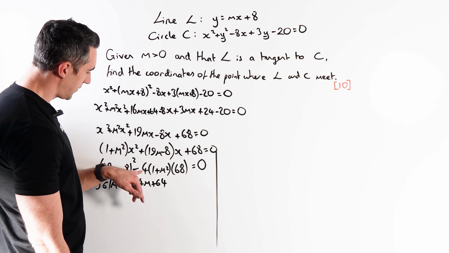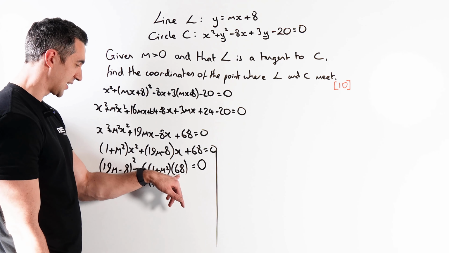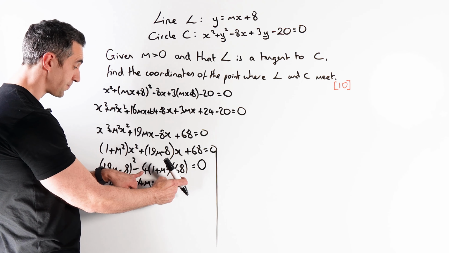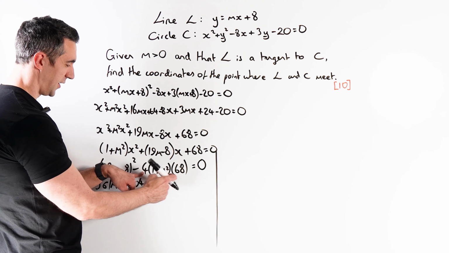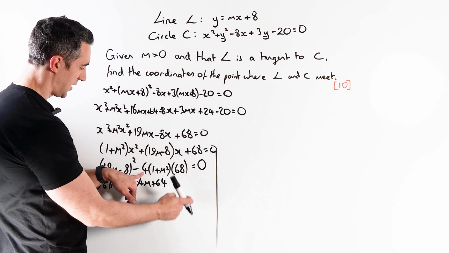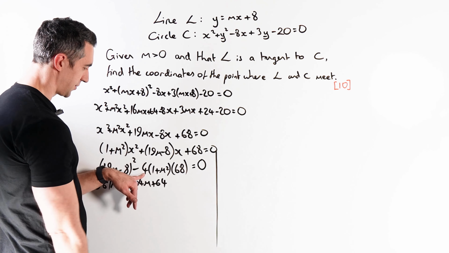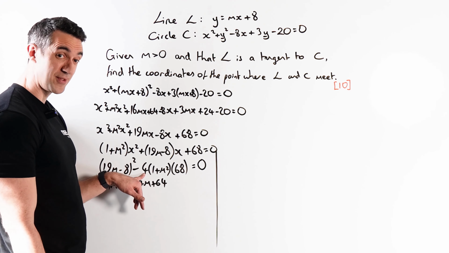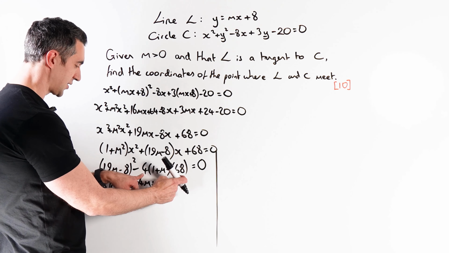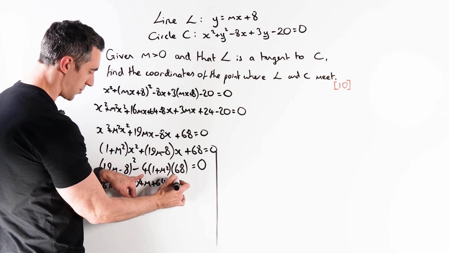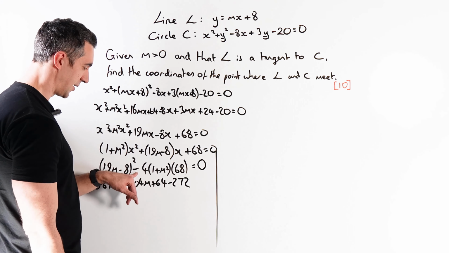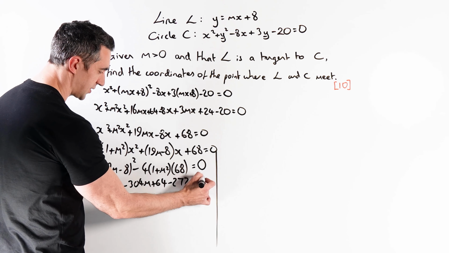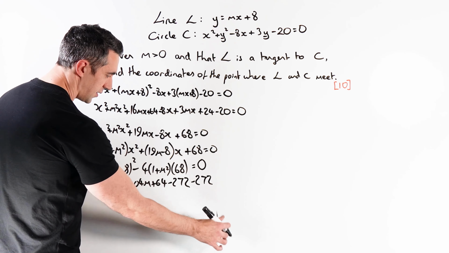Then we've got minus 4 times (1 plus m squared) times 68. So the 4 times 68, if we do that, 4 times 60 would be 240. And then we're going to add on 4 times 8, which is 32. So 272 is 68 times 4. I'm going to times that by 1, so minus 272. And then by m squared as well, minus 272m squared.